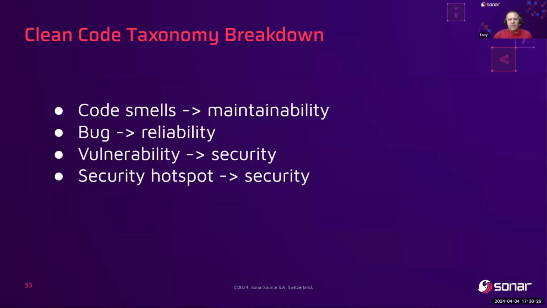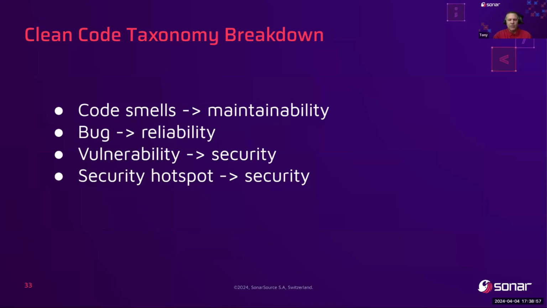But I want to really relate it to how you're going to see that now in rules and how you're going to see this in issues in SonarQube. So what traditionally you saw as code smells will fall under the maintainability attribute. So code smells impact maintainability. Bugs impact reliability. Vulnerabilities impact security, and then security hotspots obviously impact security. So security hotspots you will still see. They'll still have their tab.